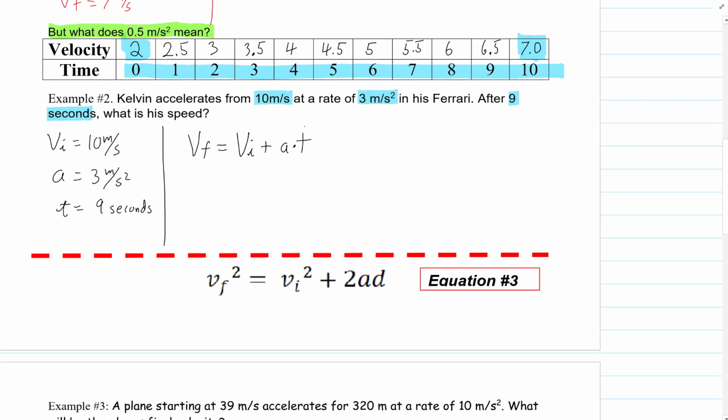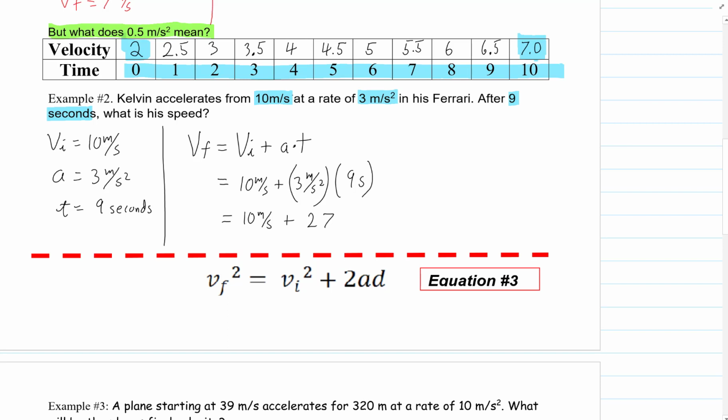Because that's what we're solving for. What was his speed? So initial speed is 10 meters per second plus an acceleration of 3 meters per second squared and a time of 9 seconds. 10 meters per second plus... numerically, this is 27.